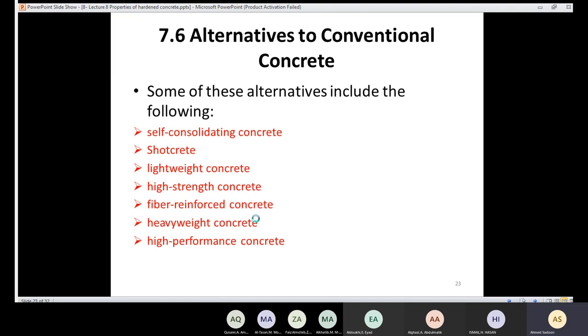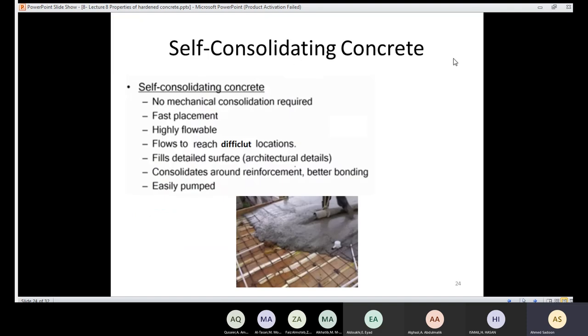So let's start with the self-consolidating concrete. So what are the characteristics of the self-consolidated concrete? First, no mechanical consolidation required. So you don't need to have vibration or compaction or any of this. It's not required if you are using self-consolidated concrete. And like you can see here, the concrete has excellent workability, just like if you are casting water, like you can see here.